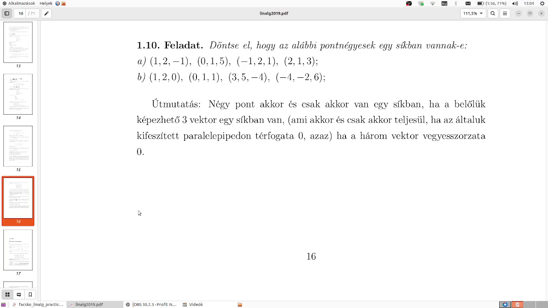So the guide says that we have to calculate vectors between them, and calculate the volume of the parallelepiped generated by these vectors. And if the volume is 0, then they are in the same plane. Okay.